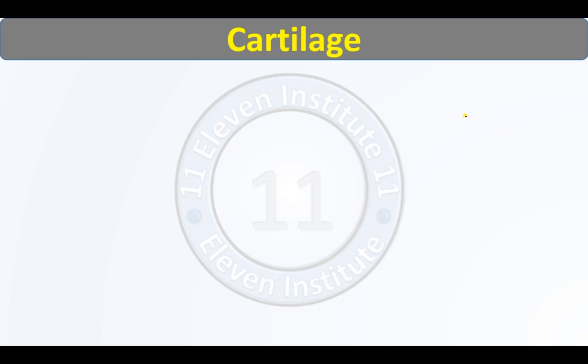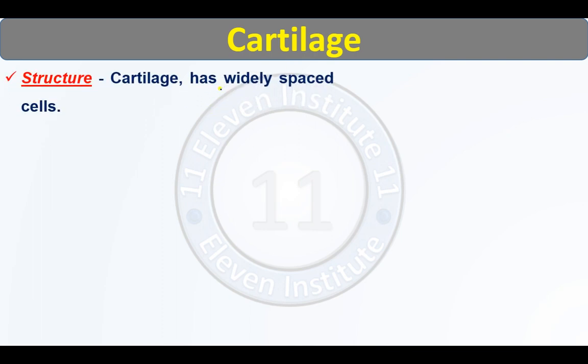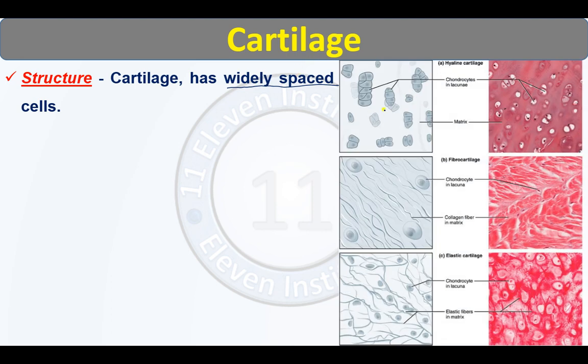Right? Cartilage. Now, this is somewhat different. This has much similarity to the bones. Let us see what it is. Cartilage has widely spaced cells. We very well know that almost all the connective tissues have widely spaced cells. You can see them over here. This is the matrix, and these are the cells which are very much far away from each other.